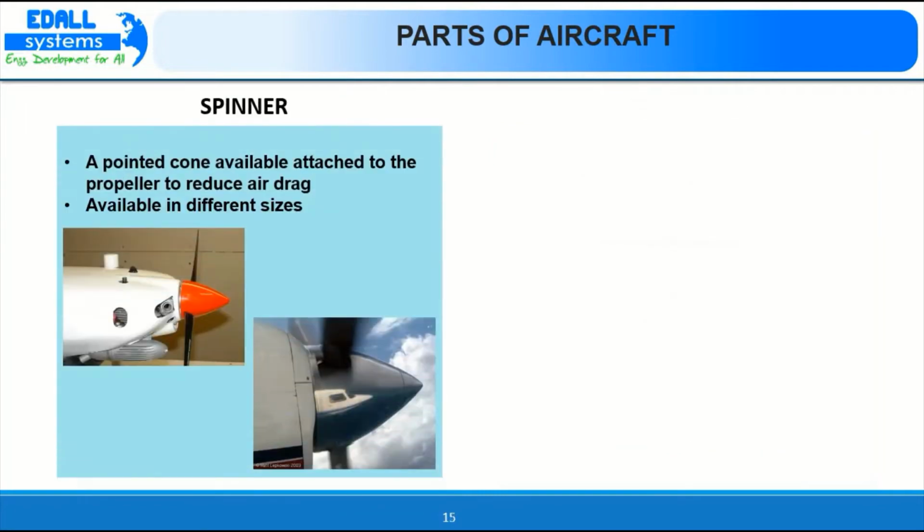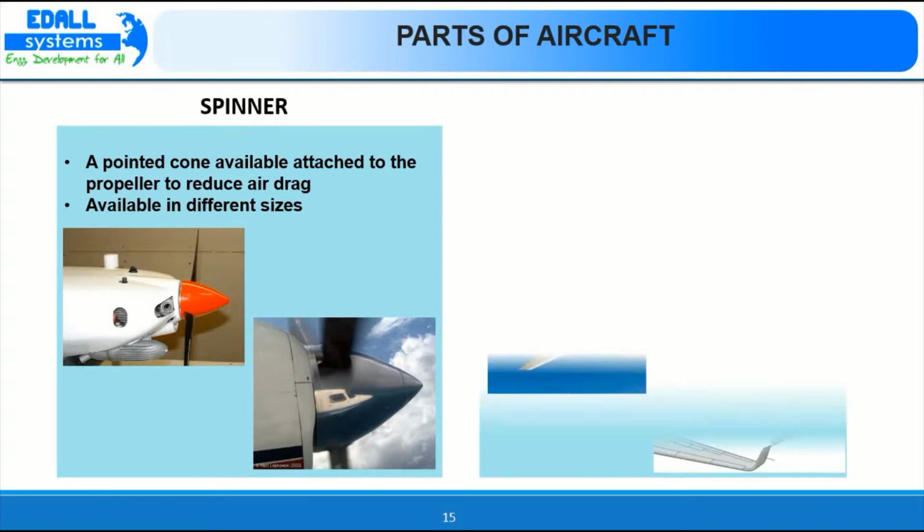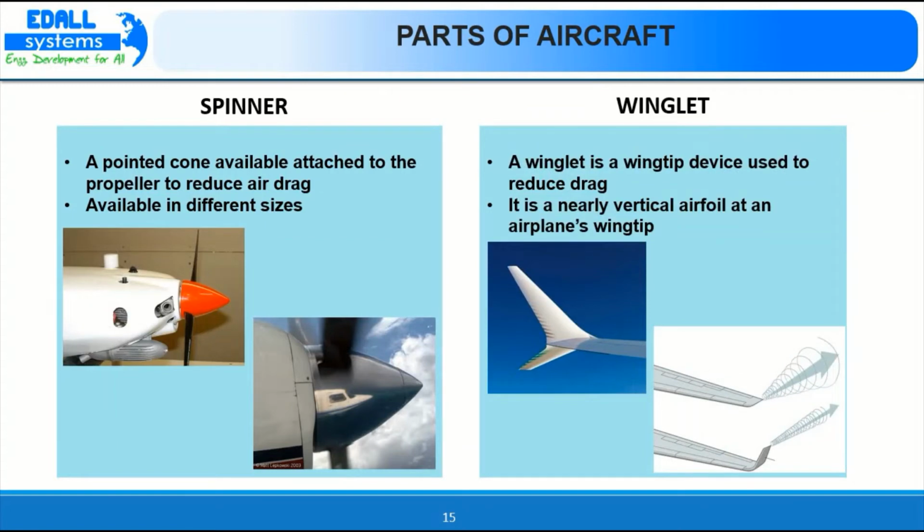Then we have spinner, so a pointed cone attached to the propeller to reduce air drag. So a spinner is mostly used for turboprop engines where the propeller is attached to it, which will help in reducing the drag. Then we have winglet. So winglet is a wingtip device used to reduce drag. So mostly we have seen today's planes, they have winglets attached to their wingtips. So it is a nearly vertical aerofoil at an airplane's wingtip. So this will help reduce the drag for an aircraft.